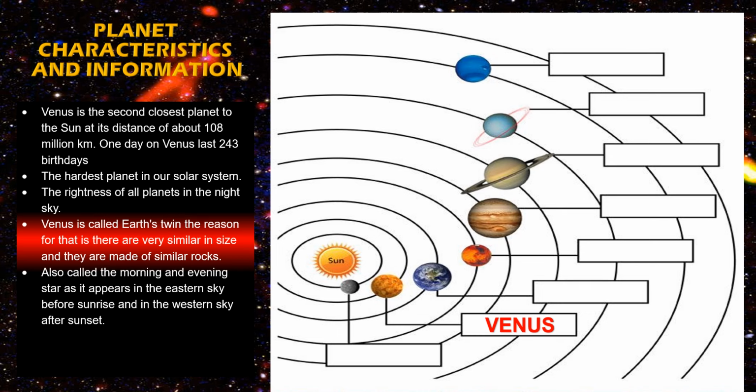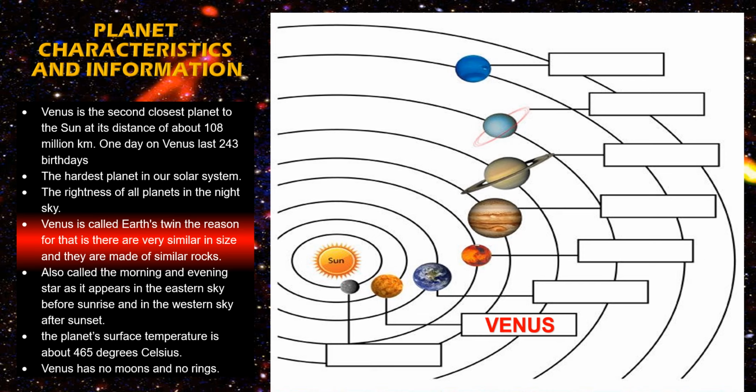Also, it is called the morning and the evening star, as it appears in the eastern sky before sunrise and in the western sky after sunset. The planet's surface temperature is about 465 degrees Celsius and it has no moons and no rings.